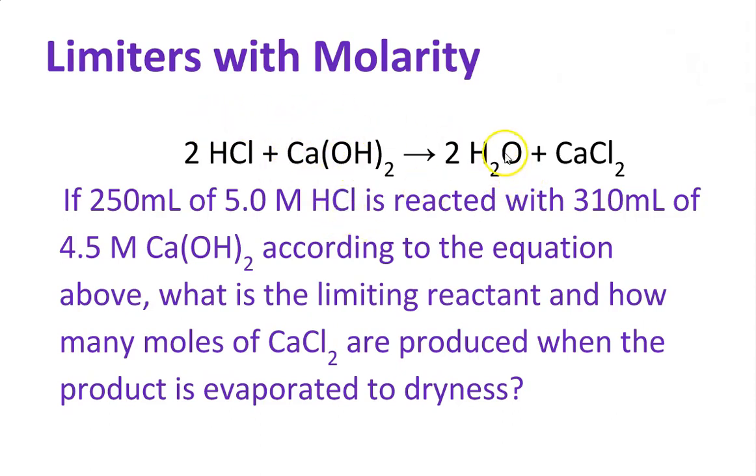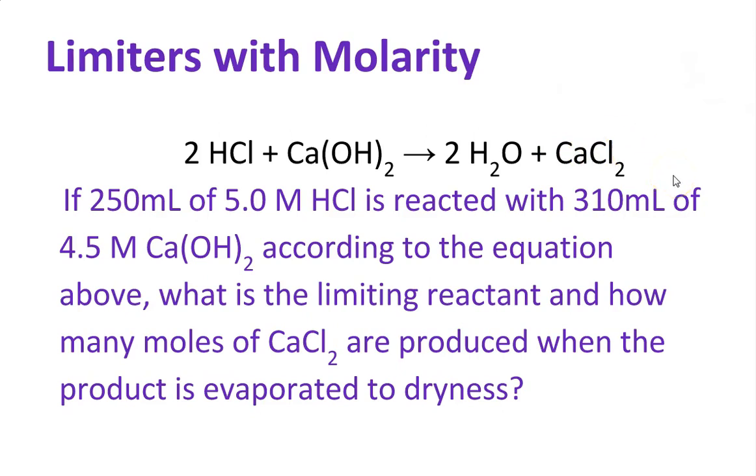Acid-base reactions always produce water and some sort of salt. In this case, it's calcium chloride. What's the limiting reactant? We know we're going to have to figure that out. And how many moles of product are produced when the product is evaporated to dryness? This is obviously happening in water, in an aqueous solution. If we're evaporating to dryness, we're removing all that water until it's constant weight, and then we would know how much product we have.